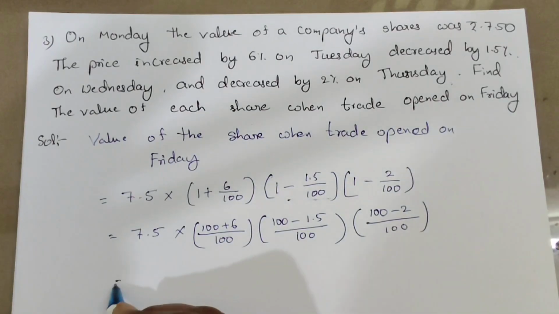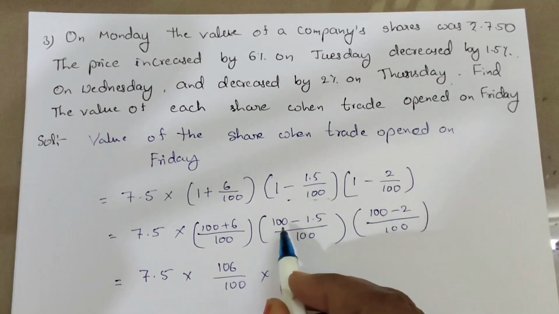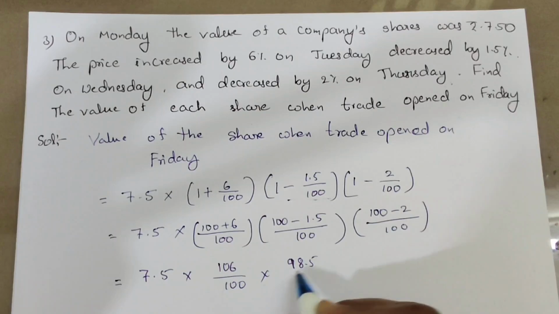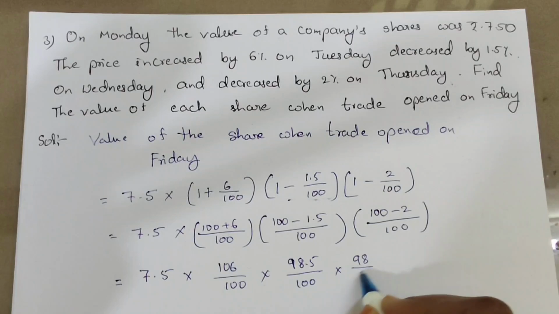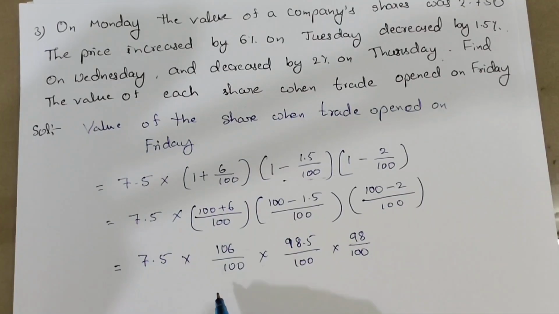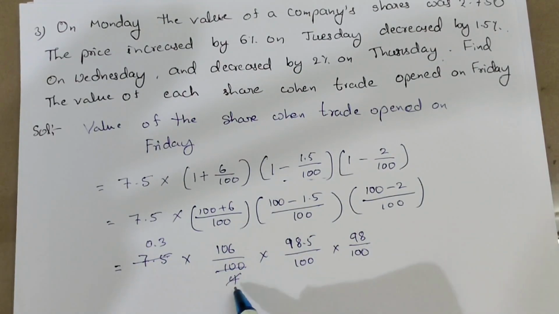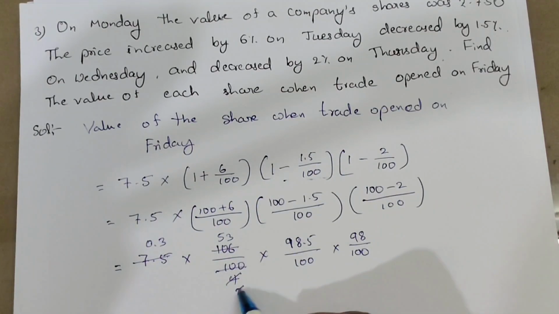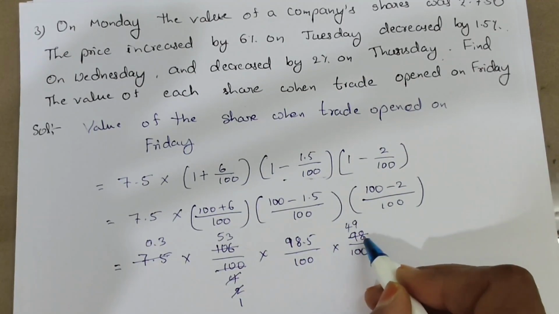Now simplify. Here next 7.5 into 100 plus 6, 106 by 100, into here 100 minus 1.5, so 98.5 by 100, into here 100 minus 2, 98 by 100. Here 25, 4s are 25, 3s are 75. So 0.3, we write 0.3. 2 2s are 2, 5 3s are 106. Again 2 table: 2 1s are 2, 2 4s are 2, 9s are 49, 9s are 98.